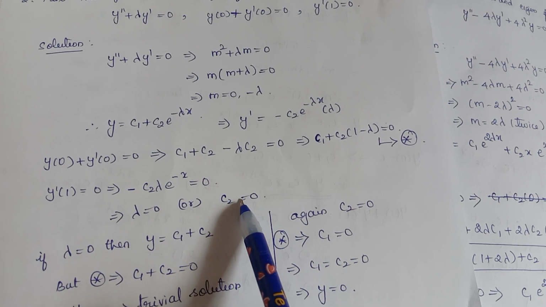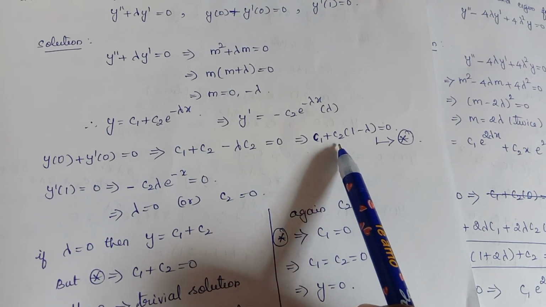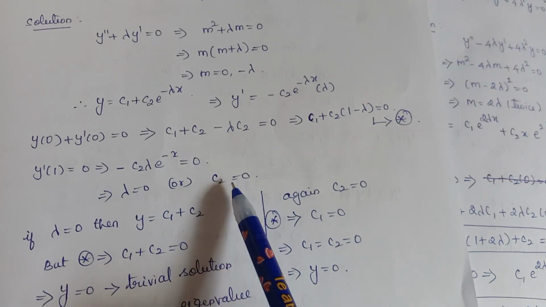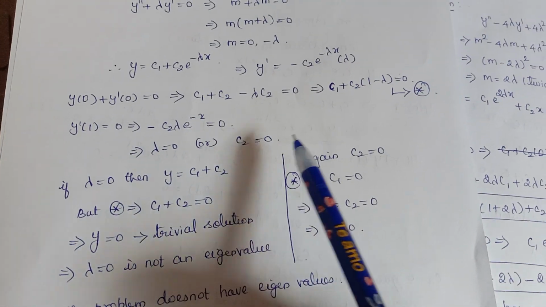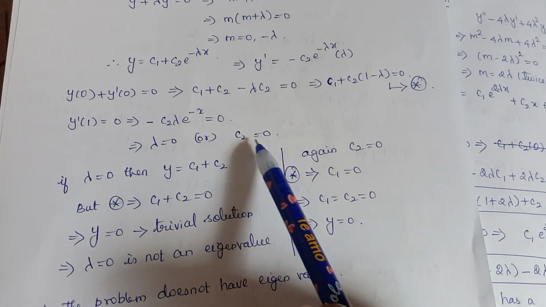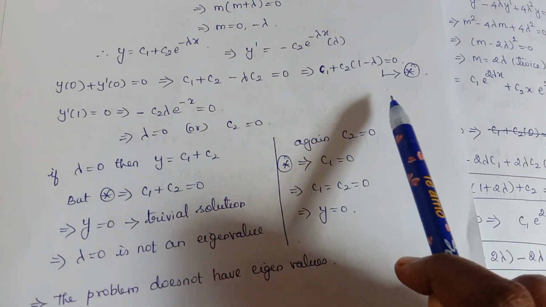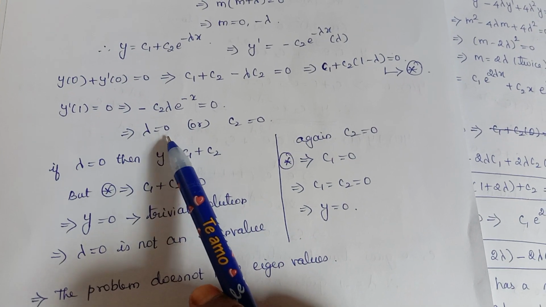See, if you put c2 = 0 in this equation, what will you get? Obviously c1 is also equal to 0. So c2 = 0 will give you only the trivial solution. So I am not interested in c2 = 0. Right? And if λ = 0, what happens?